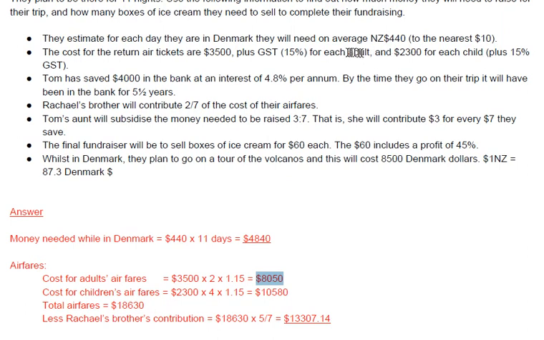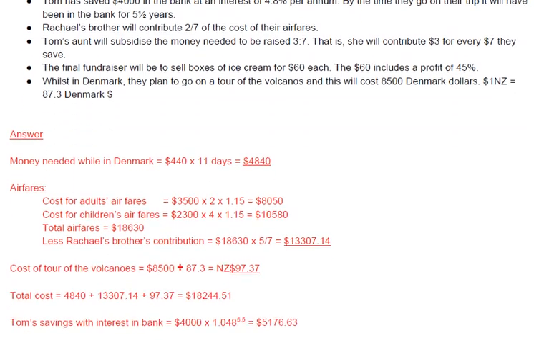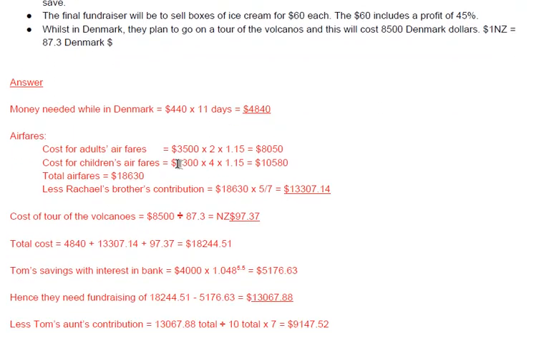In the same way, we've got the children's airfare, and each child is $2,300, and you've got to add the GST to that of 15% in the same way. But there's 4 children, so we've got cost of children's airfares 2,300 times 4, because there's 4 of them, times 1.15, which is a way of adding GST to it, and then you've got your final result written there.